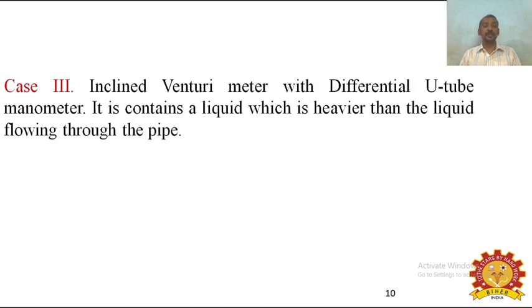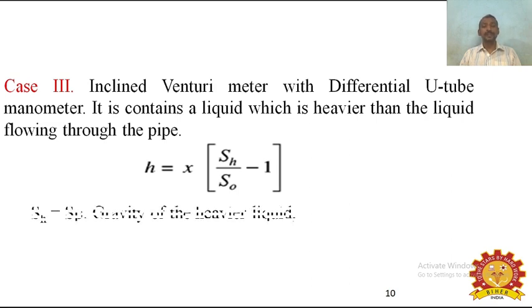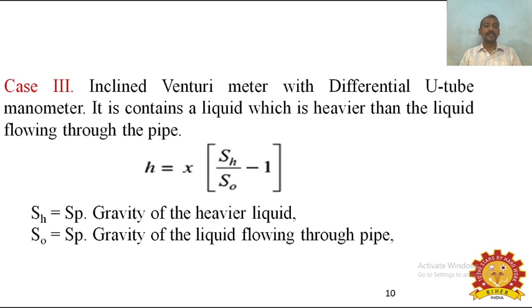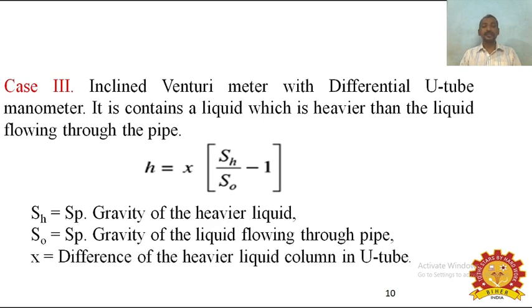Venturimeter with differential U-tube manometer. It contains a liquid which is heavier than the liquid flowing through the pipe. So the case 1 formula we use here also. H is equal to X into (SH/SO minus 1). SH means specific gravity of the heavier liquid. SO means specific gravity of the liquid flowing in the pipe. X means the differential manometer distance in the U-tube manometer.